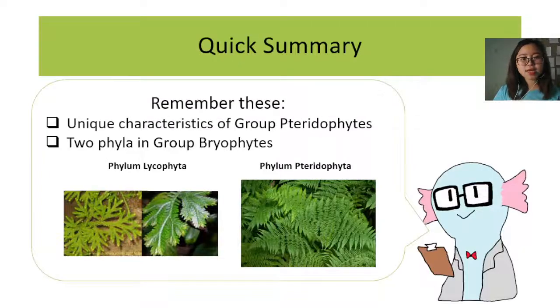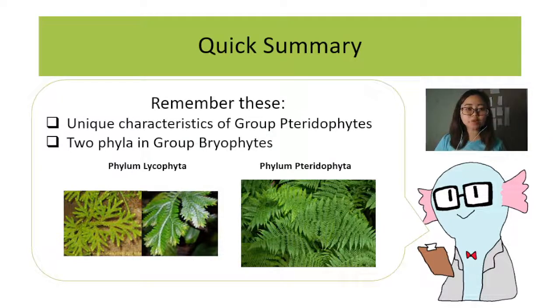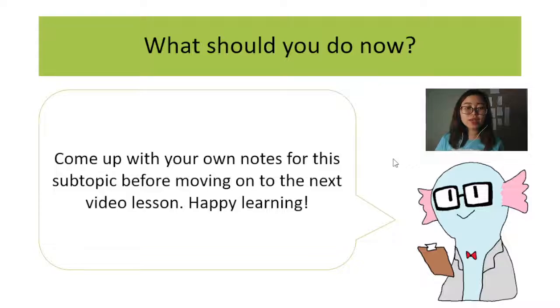So with that being said, I'll just give you a very quick summary of this subtopic. What you need to remember is that plants in group pteridophytes will have their unique characteristics. Try to memorize the unique characteristics. And you need to remember that there are two phylum in group Pteridophytes. Hold on. There are 2 phyla in group Pteridophytes, and the 2 phylum are phylum Lycophyta and phylum Pteridophyta. So that is it for this very short subtopic. What should you do now? Come up with your own notes, and then you can move on to the next video lesson.